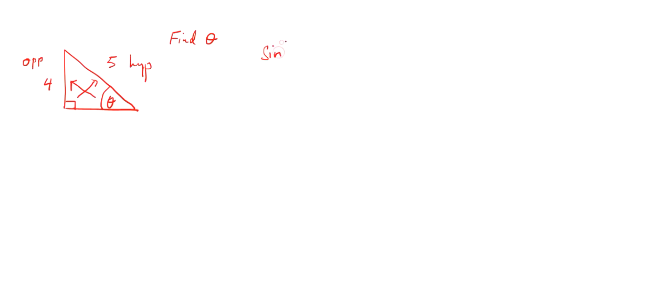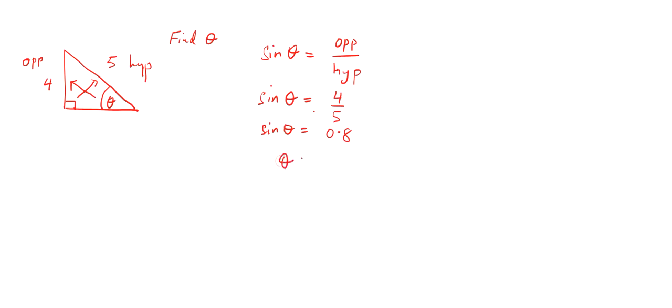So the first thing we do is to write the ratio. So sine theta is equal to opposite over hypotenuse. We don't know what theta is, so we put sine theta is equal to opposite over hypotenuse, because we know what is the opposite and what is the hypotenuse. Sine theta is 4 over 5. Now just follow these steps that I'm giving you here. You're going to take 4 and divide it by 5, and that will give us 0.8.